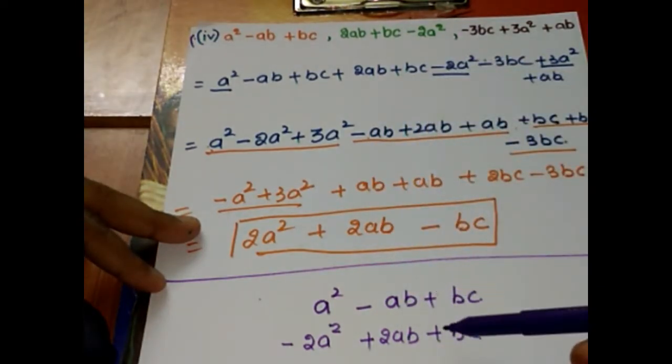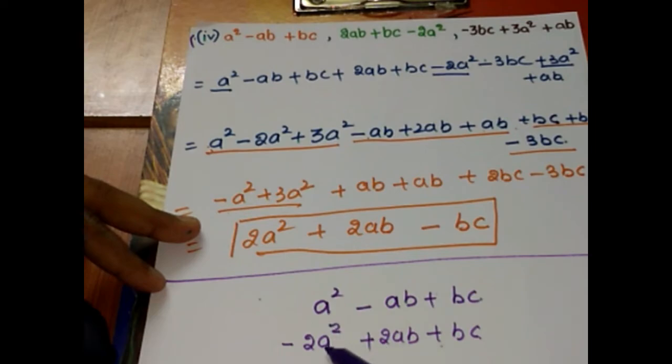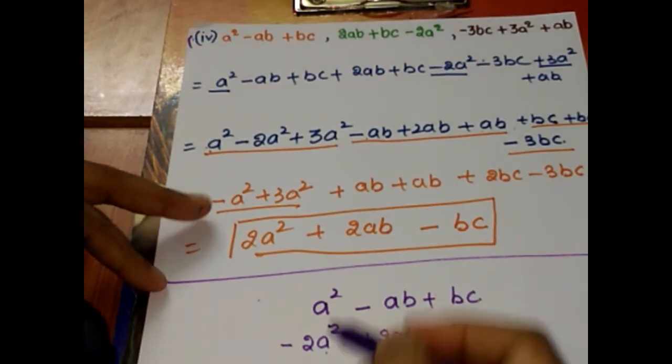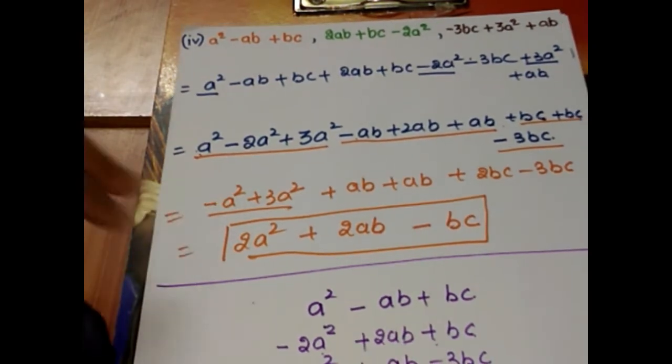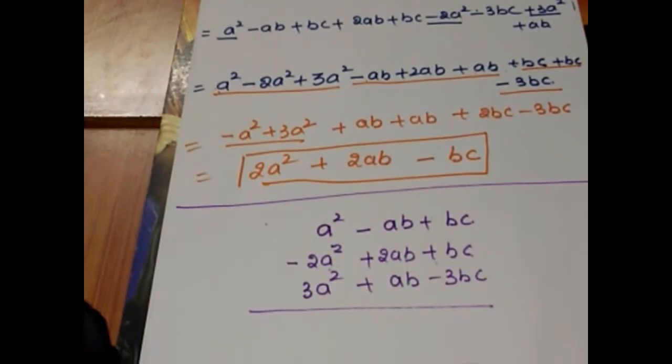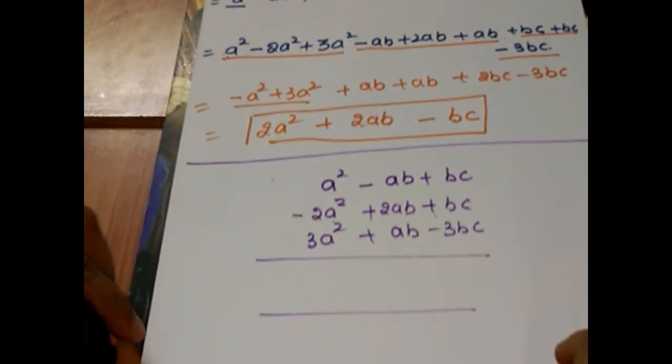But while writing in column method, take the coefficients of the same, that is like terms, we need to write. That is a very important step in the column method. Next one also, third polynomial, 3a square plus ab minus 3bc. Once it is written in column method in the proper terms with like terms, the solution seems very easy. Let's move to the solution.